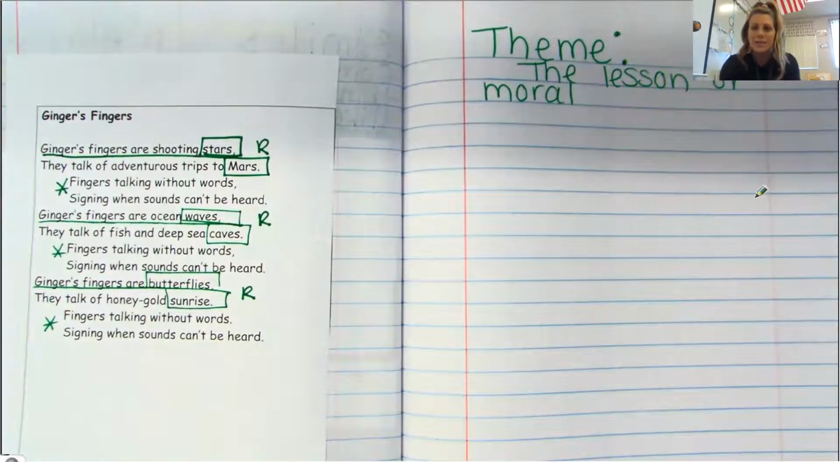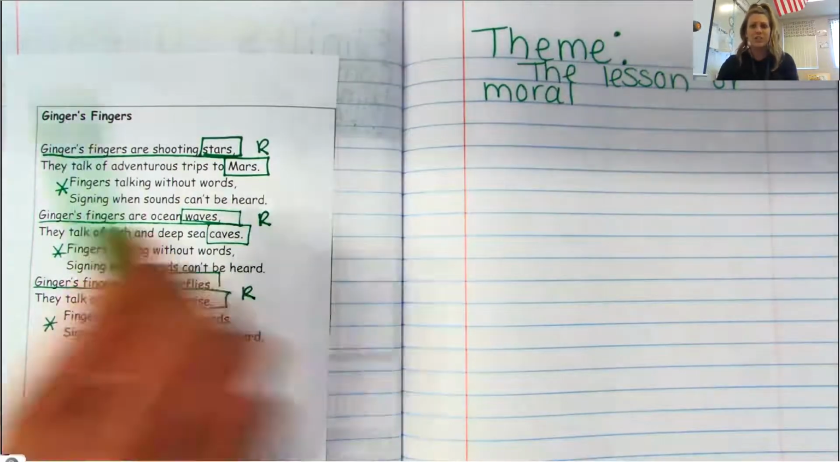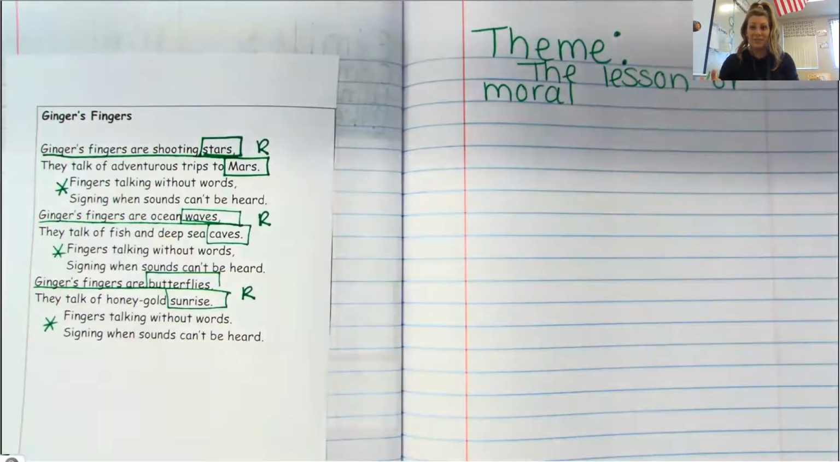So, like I said, sometimes it's going to be a little bit harder to dig in and find that theme. But do we agree that the author is trying to teach us here that being different is almost beautiful? It's okay to be different. It's good to be different, right?